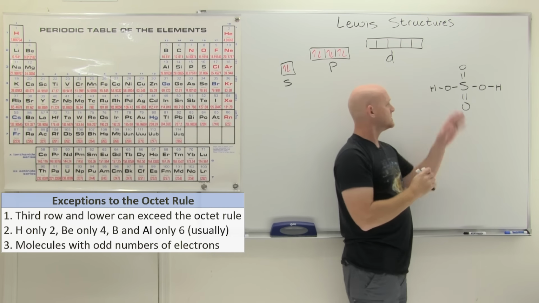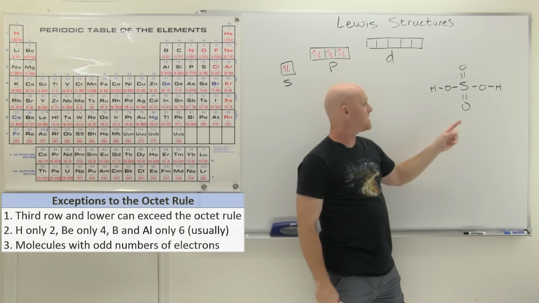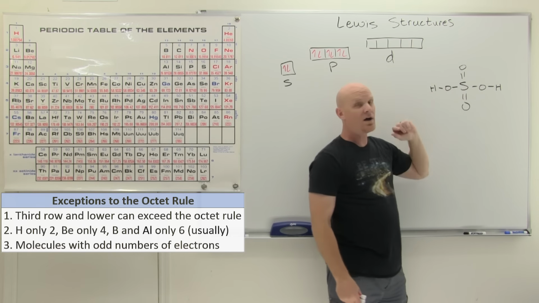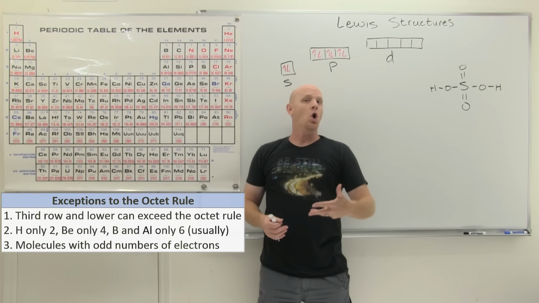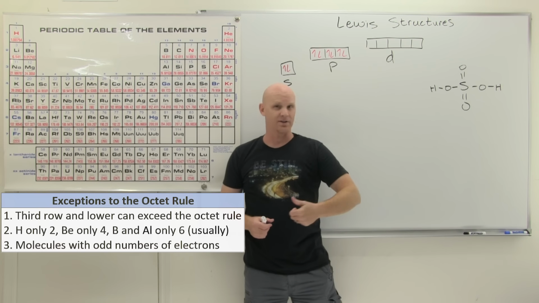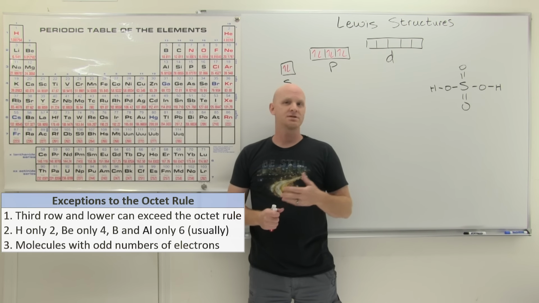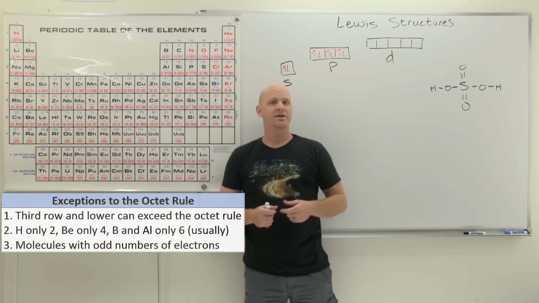So I won't draw in all the lone pairs and everything, but you can see sulfur ends up with 2, 4, 6, 8, 10, 12 electrons around him, way over the octet rule. And now again, sulfur is not always going to violate the octet rule. He doesn't have to violate the octet rule, but he does have the option of going over the octet. And again, we call that an expanded octet.